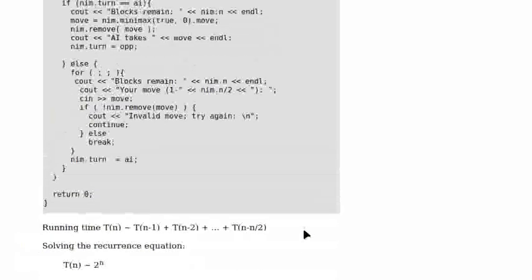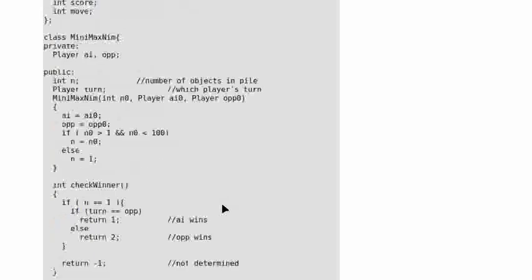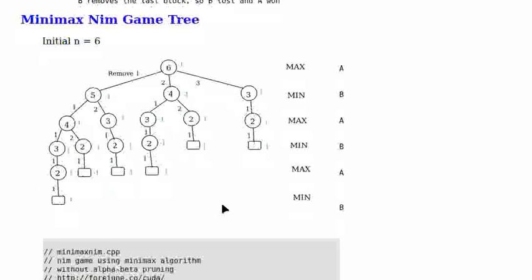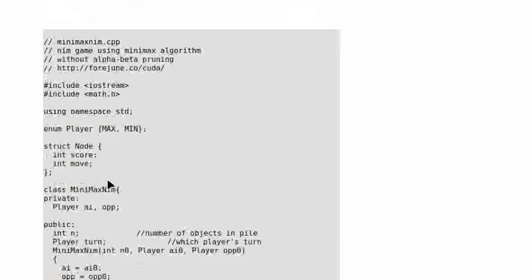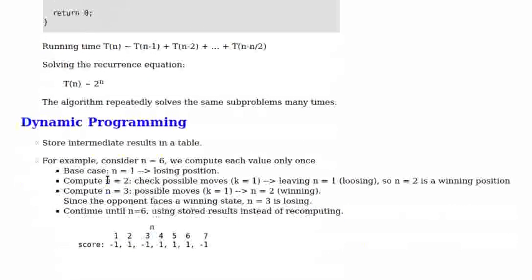A more efficient approach is to use dynamic programming, DP. The key idea is to store intermediate results in a table, so that previously computed values can be reused instead of recalculated. For example, consider n equals 6. Using plain Minimax, the algorithm will recompute values for smaller states such as n equals 3, n equals 2, and n equals 1 many times along different branches. With dynamic programming, we compute each value only once and store it.